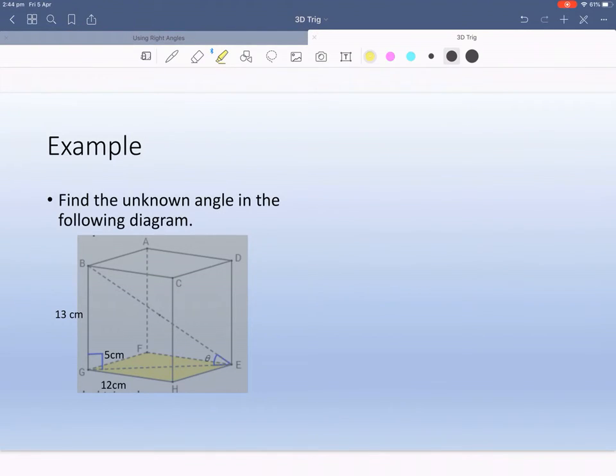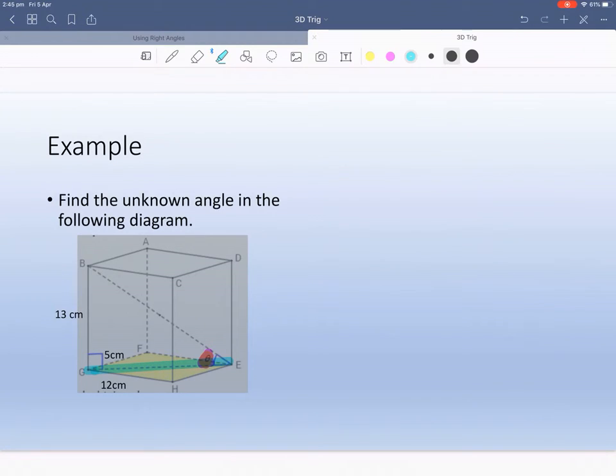Okay, so what we have to do in this question is find the unknown angle, in this case theta. I tried to highlight it with yellow, but that wasn't the best idea considering the colours there. So we've got to find theta. But before we can find theta, we actually need to know this baseline here. So I'm going to do it in two steps.